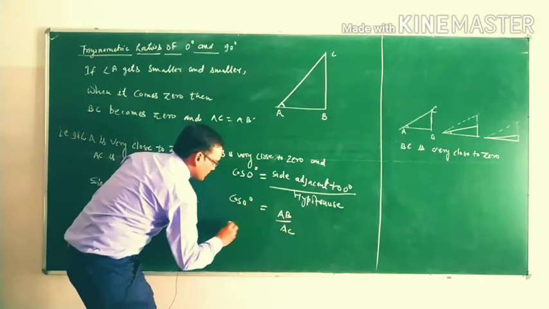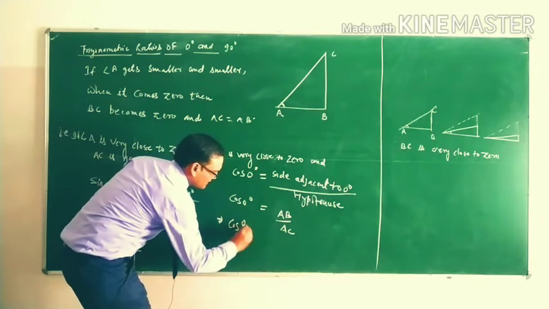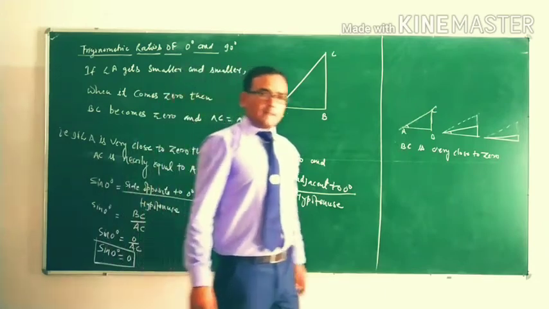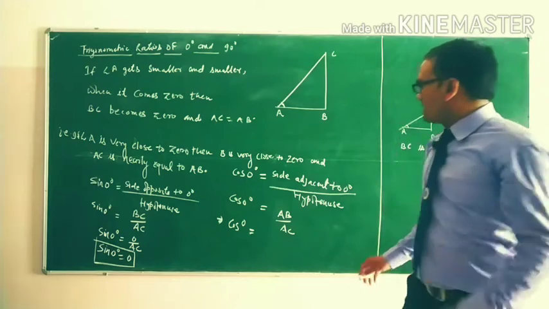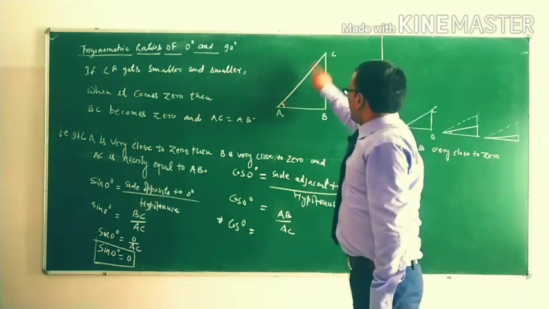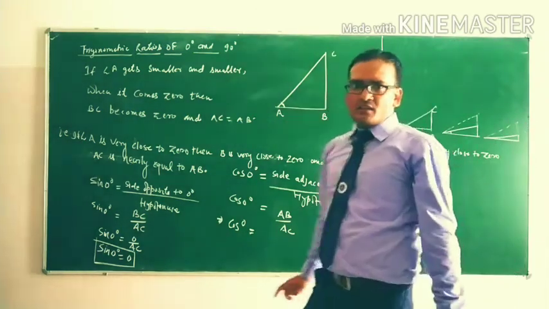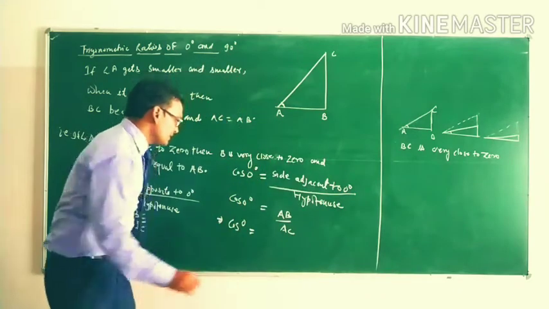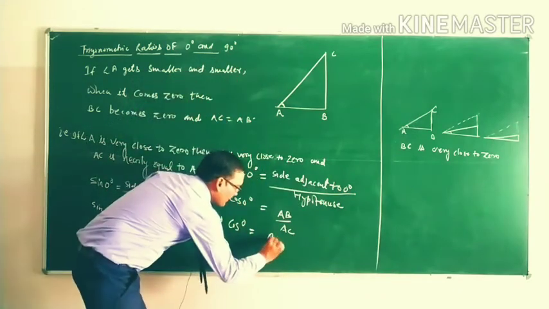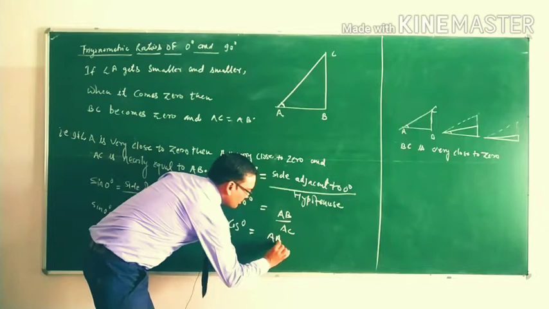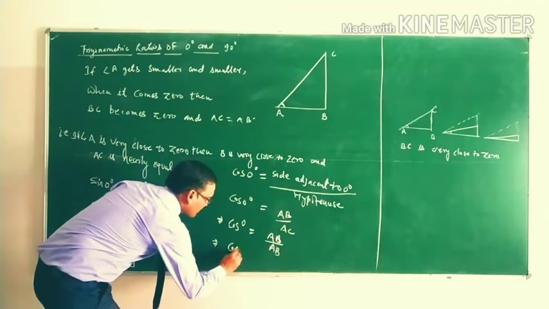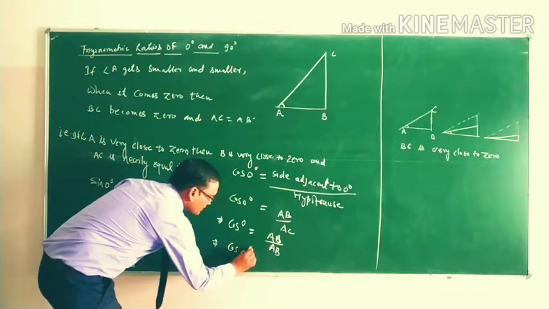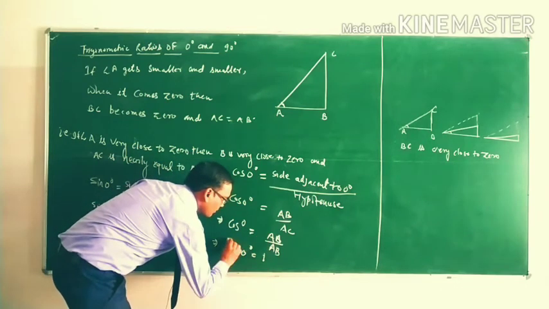This implies that cos 0 degree is, if angle A is very close to 0, then AC equals AB nearly, that means AB upon AB. This implies that the value of cos 0 degree is 1.